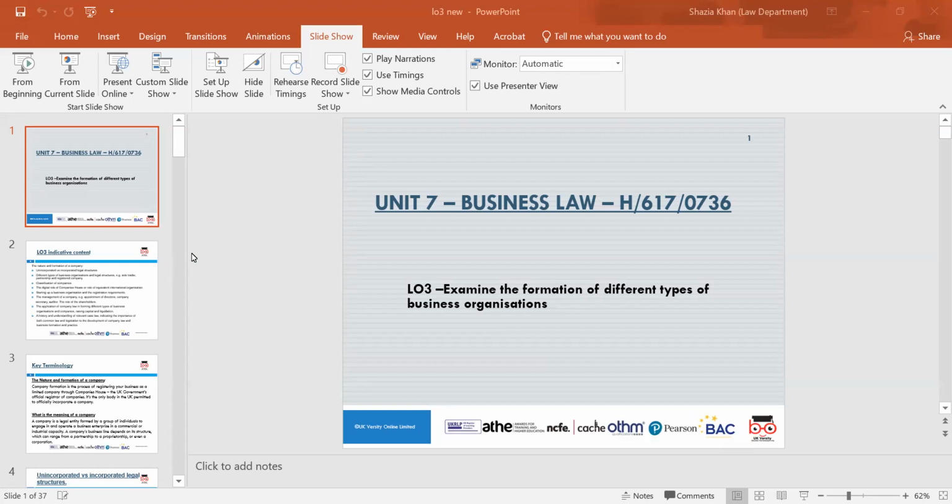We looked at the tort of negligence. We also looked at consumer protection, product liability. We looked at health and safety, and why it's so important within an organisation. We looked at duties of an employer and employee. And then we looked at managing dismissal, discrimination, redundancy, any issues around that and how it was managed and the procedure around it. Today, we're going to be looking at examining the formation of different types of business organisation.